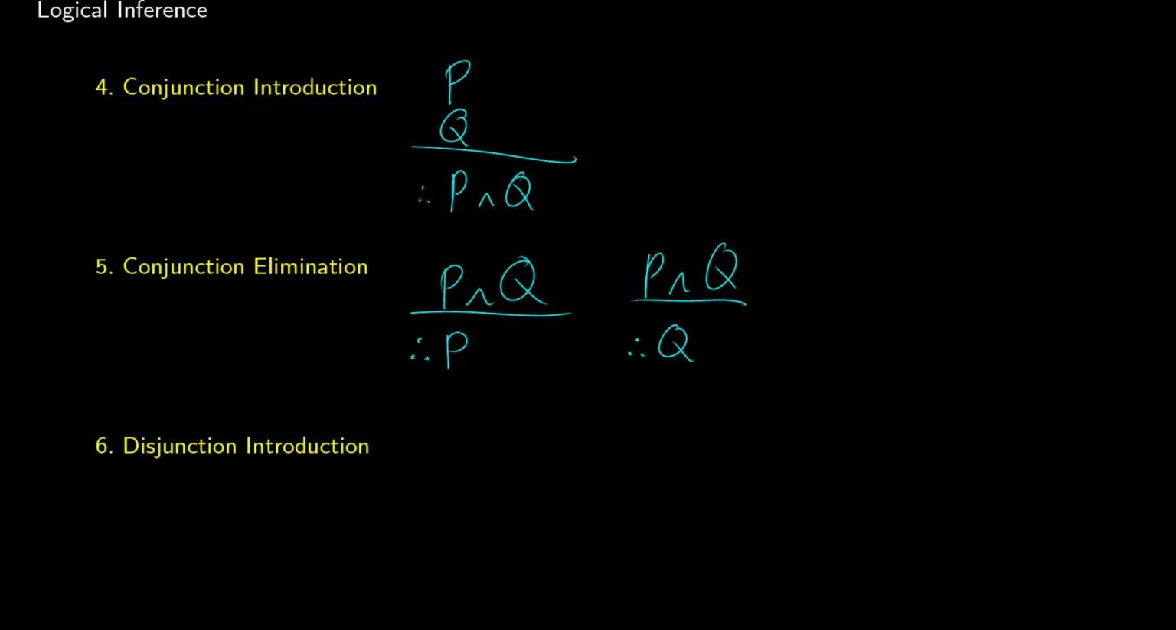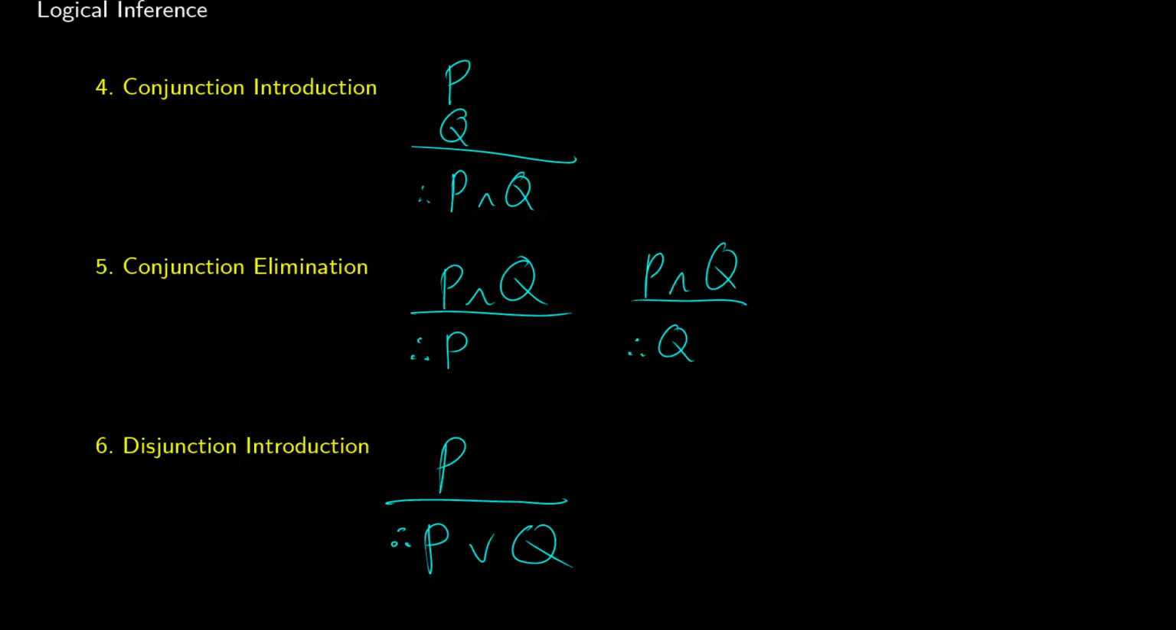The last one on this page is disjunction introduction. So let's say we have P. What can we conclude from this? Well, if P is true, this means that P or anything else will be true as well. So if we have P, we can introduce P or Q.